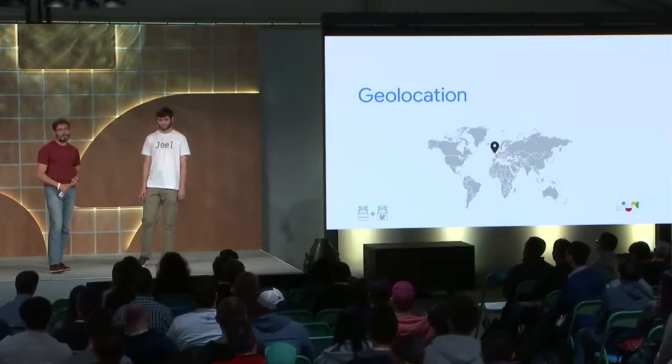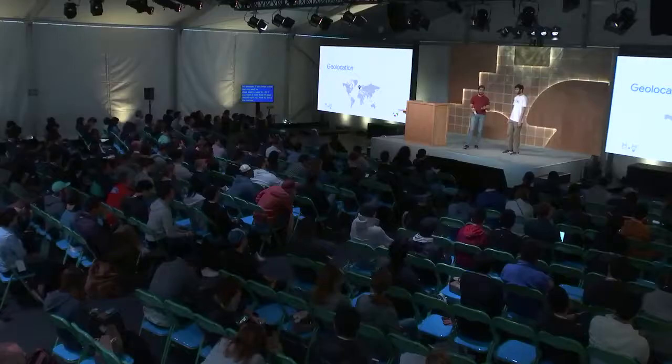OK, let's talk about geolocation. The web is global, and your application is global as well. So there are many different cool applications for geolocation. For example, if you have a map and you want to show where a user is, or if you have a newsfeed on your website and you want to serve relevant content. So how do I actually test these things today?